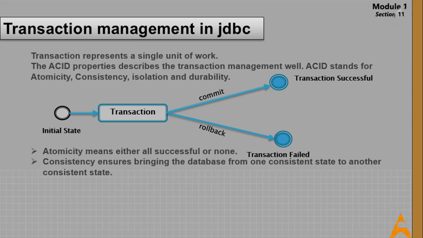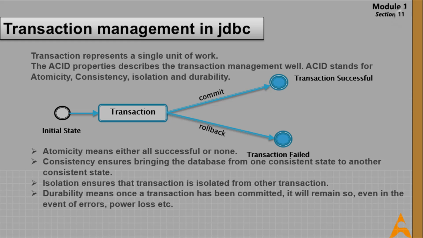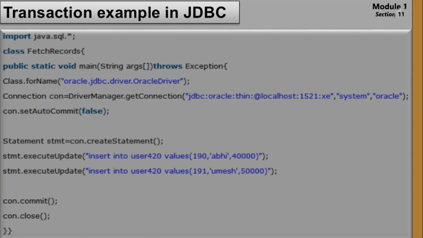Consistency ensures bringing the database from one consistent state to another consistent state. Isolation ensures that a transaction is isolated from other transactions. Durability means once a transaction has been committed, it will remain so, even in the event of errors, power loss, etc. See the diagram. It makes the performance fast because the database is hit at the time of commit. In JDBC, the Connection interface provides methods to manage transactions. See the example of transaction management on your screen. You have to make sure your transaction is completed.